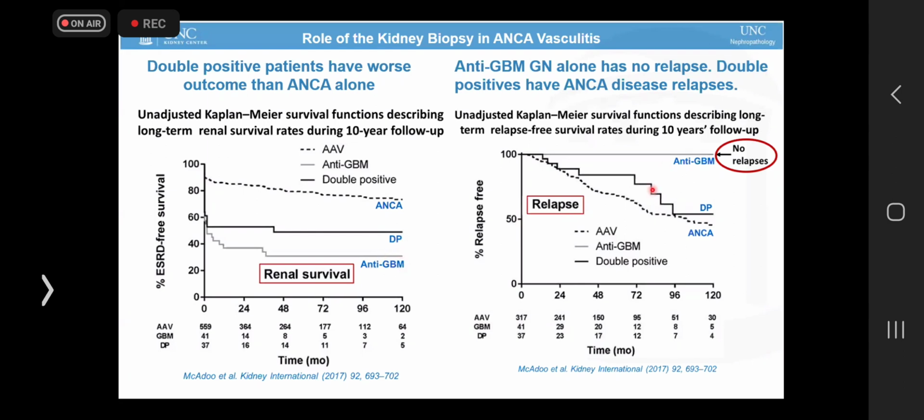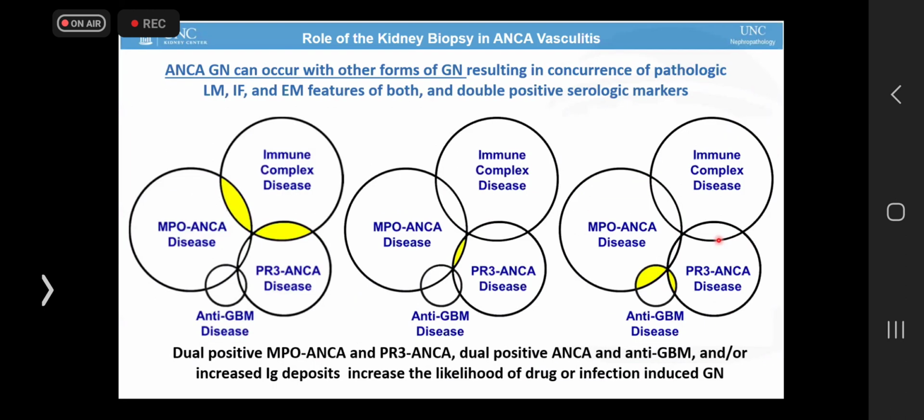An important distinction is that anti-GBM disease is one wave of autoimmune disease. Once it goes away, for example, by induction therapy, it rarely, if ever, has relapses. But the double positive patients have relapse rates similar to the ANCA disease patients, but these relapses are really in the ANCA disease component. So it makes sense.